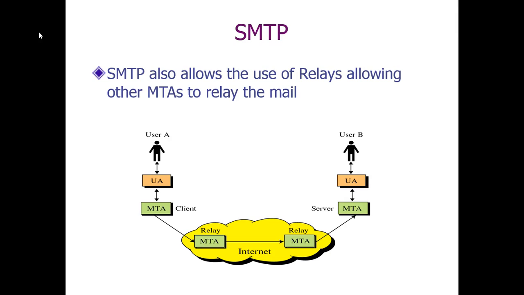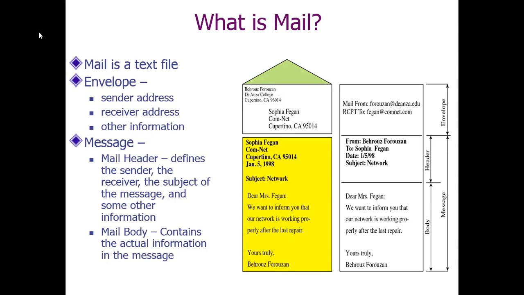SMTP also allows something called relays, to send the mail from client to server. So from user A to user B, as you see, there is a relay agent inside the internet, which helps in relaying the mail across the internet to get the connection between client and server. This is how an email looks.